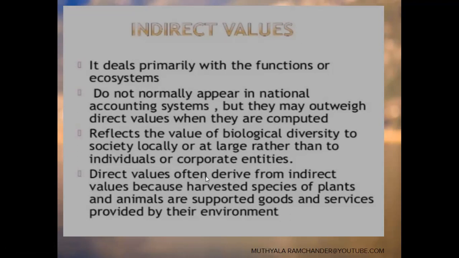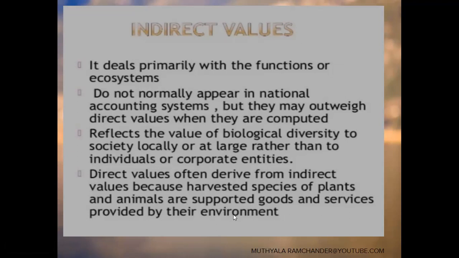Direct values are often derived from the indirect values, because indirect values are nothing but the ecosystem: soil, temperature, light, water, and air. These are all called indirect values. The indirect values mainly support the direct values, because harvested species of plants and animals are supported by the goods and services provided by their environment.